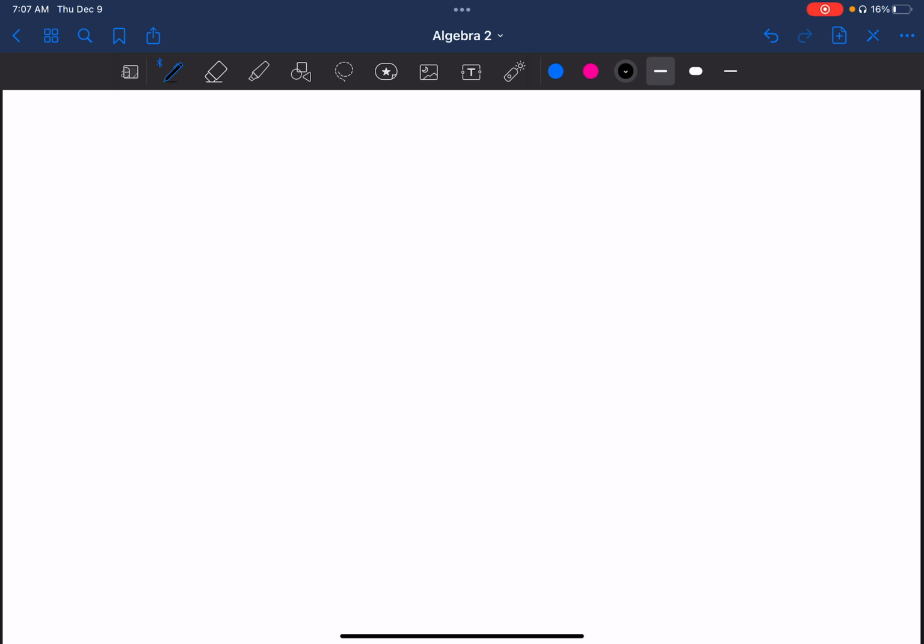Today we're going to be talking about exponent rules. So, the first thing that's important is we need to define what is an exponent.